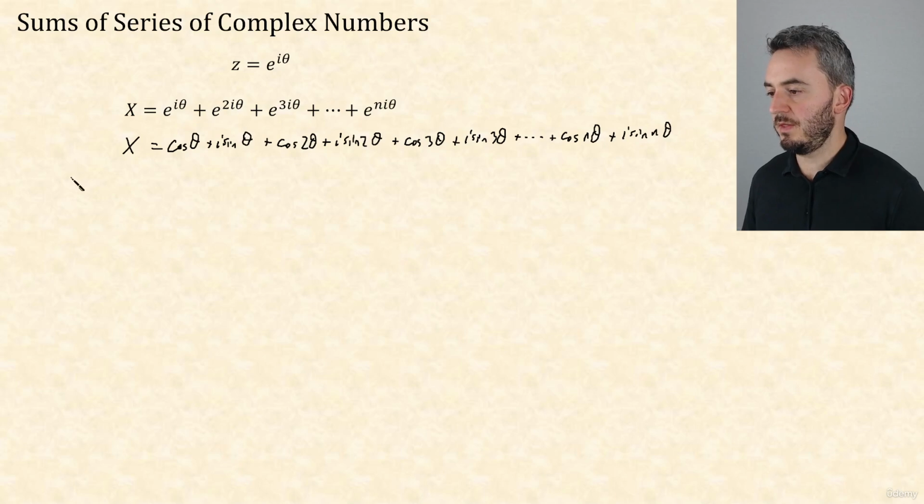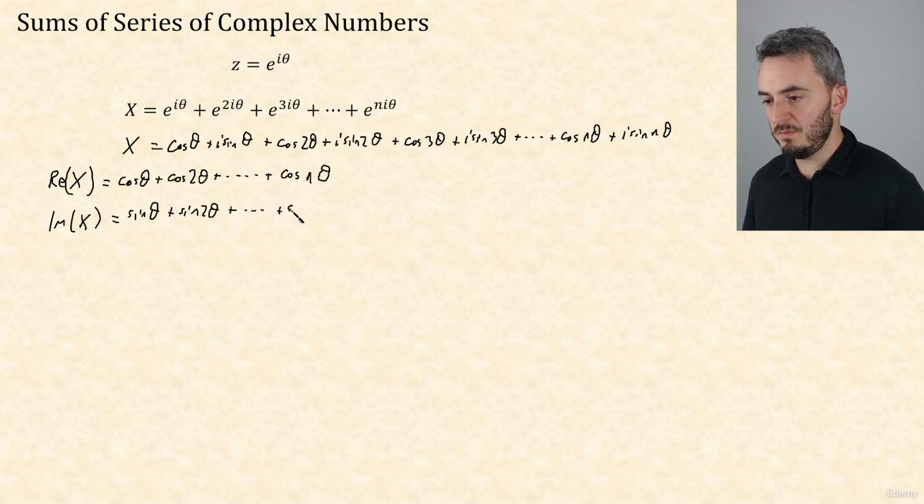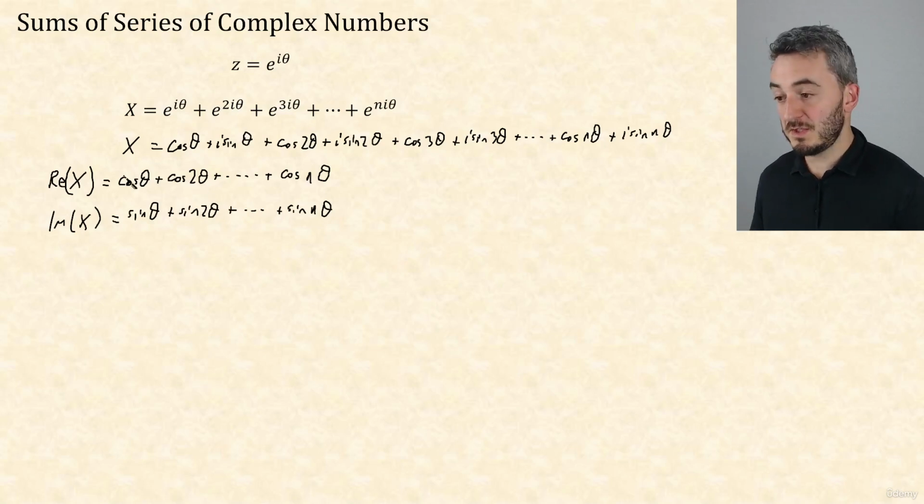What this means is that the real part of x is just all the cosines: cos theta plus cos 2 theta, etc., all the way up to cos n theta. And the imaginary part is just the sines: sine theta plus sine 2 theta all the way up to sine n theta. So these are probably sequences that you maybe haven't thought about before, and it would be quite cool to have expressions for these which would work for any value of n. And in fact, that is what we can do with this.